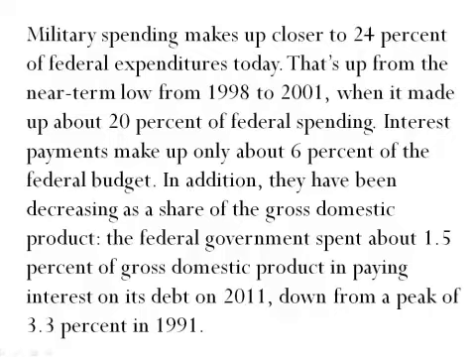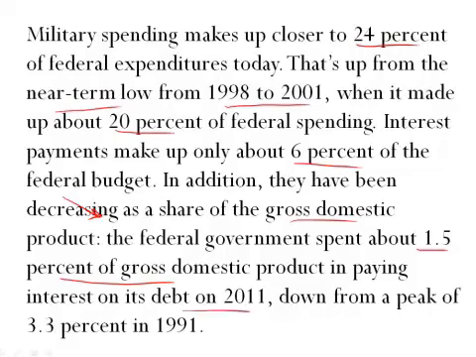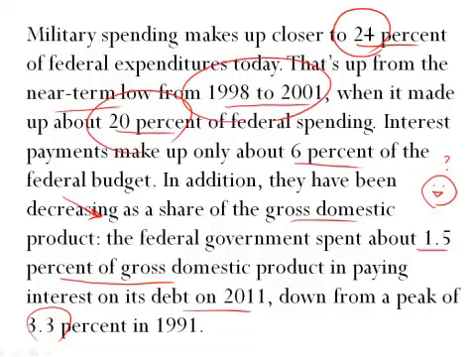Military spending makes up closer to 24% of federal expenditures today. That's up from a near-term low in 1998 to 2001 when it made up about 20% of federal spending. Interest rates only make up about 6% of the federal budget. In addition, they have been decreasing as a share of the gross domestic product. Federal government spent about 1.5% of GDP in paying interest debt in 2011 and 3.3%. I'm beginning to think, what's going on here? 24%, some years, 20%, 6%, more years, more percent.